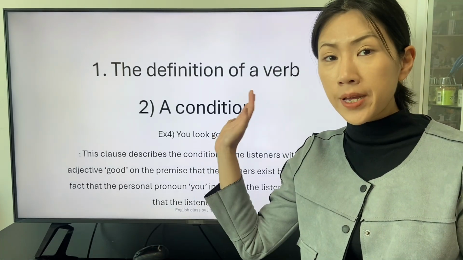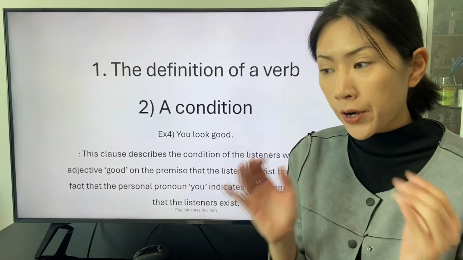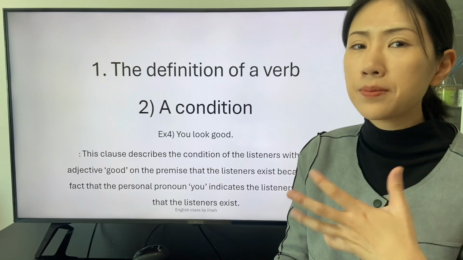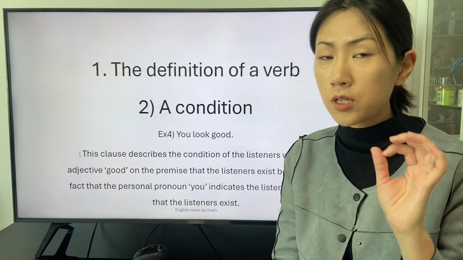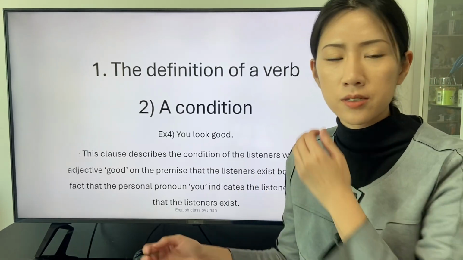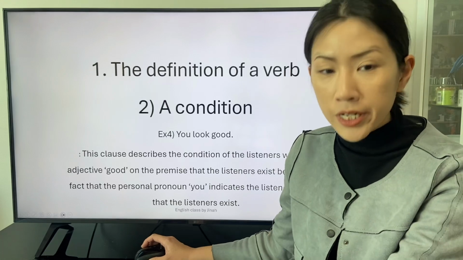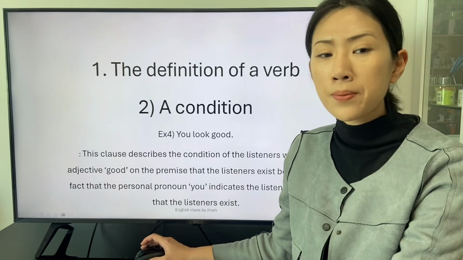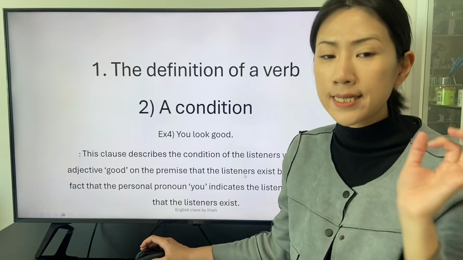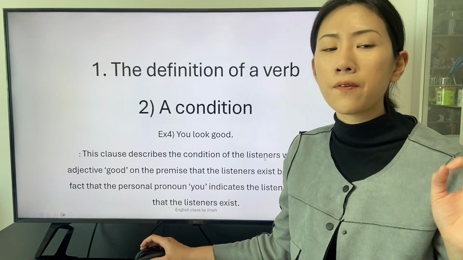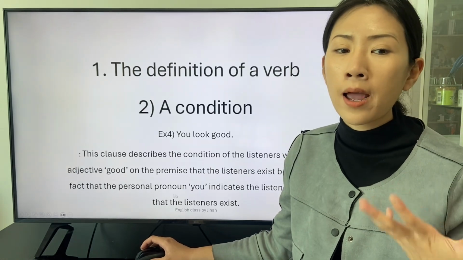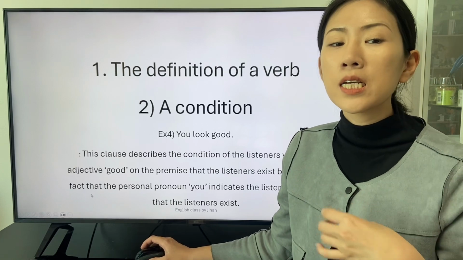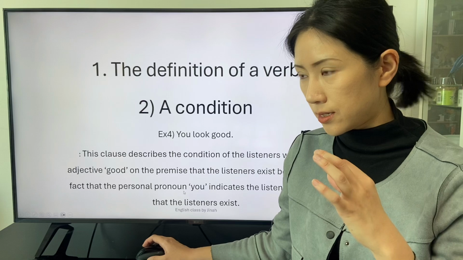In this first exemplary clause, the intransitive verb, lu, describes the condition of the subject, the listeners. This clause describes the condition of the listeners with the adjective good, on the premise that the listeners exist, because the fact that the personal pronoun you indicates the listeners means that the listeners exist.